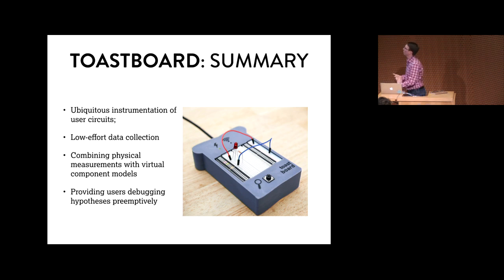The summary on the TOASTBOARD: what does it do? Ubiquitous instrumentation of the user circuit that really lowers the effort of data collection. And now that we have that data, we need to relate it to something. So you want to combine the data you collected with some, however partial, model of the circuit. We're not doing complete circuit nodal analysis. We're not doing simulation. Just at the component level. Tell us where the components are. And then that allows us to provide debugging hypotheses preemptively. All right. Any questions on this project before we move on?